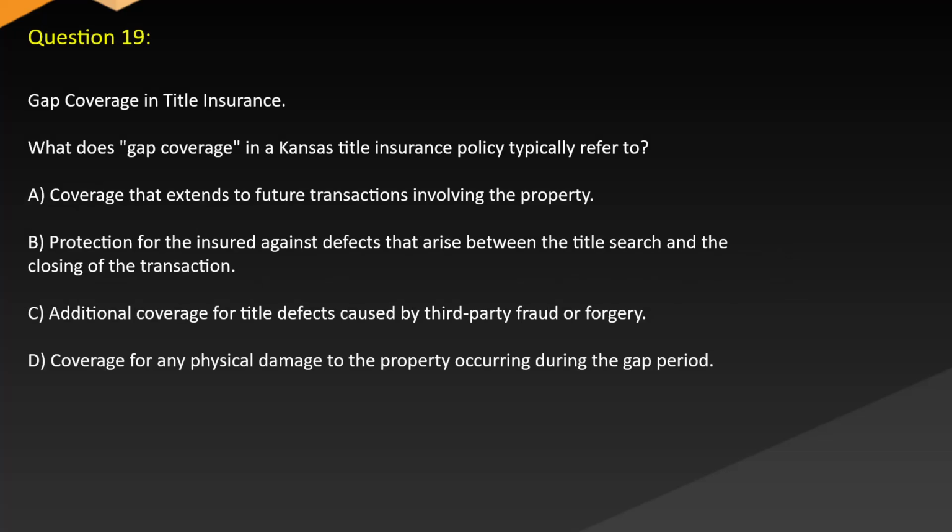Question 19. Gap coverage in title insurance. What does a gap coverage endorsement in a Kansas title insurance policy typically refer to? A. Coverage that extends to future transactions involving the property. B. Protection for the insured against defects that arise between the title search and the closing of the transaction. C. Additional coverage for title defects caused by third-party fraud or forgery. D. Coverage for any physical damage to the property occurring during the gap period.